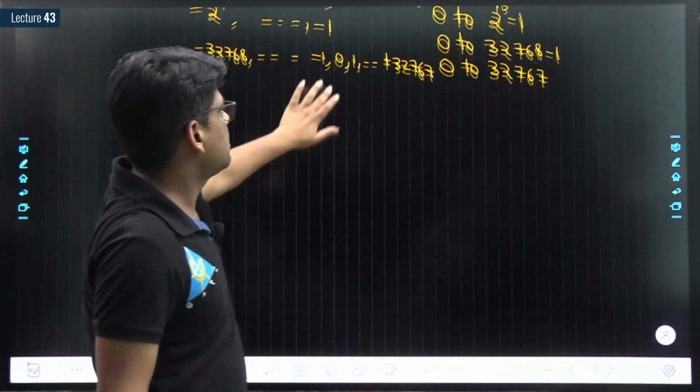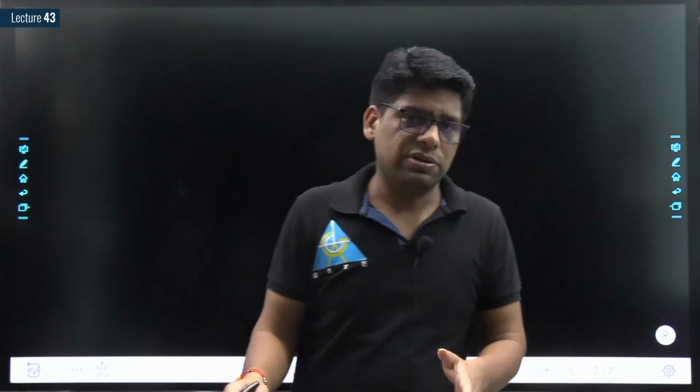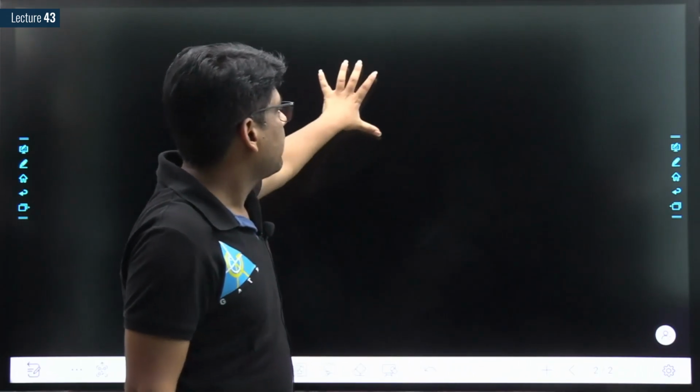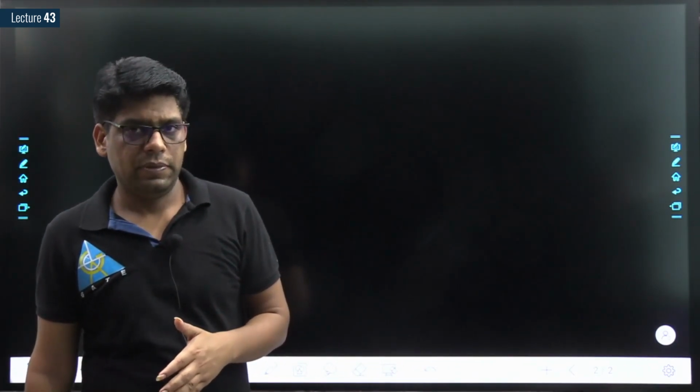So that's how we can compute the range. I hope you have clarity on how numbers are stored, how numbers are fetched, and how we can compute the range of any number in n bits. So that was about number representation in 2's complementation form as well as in signed representation form.